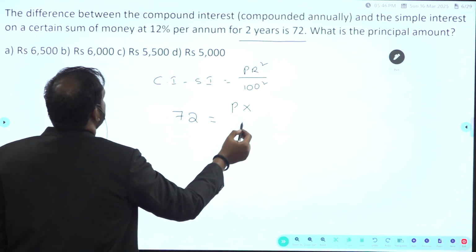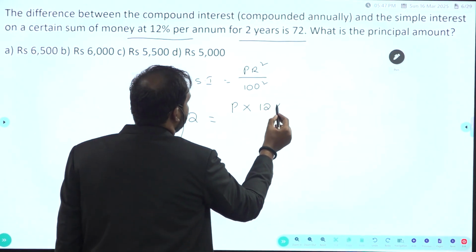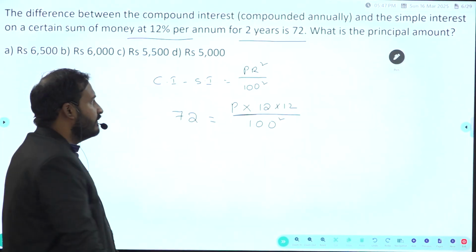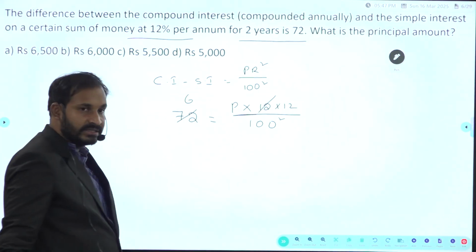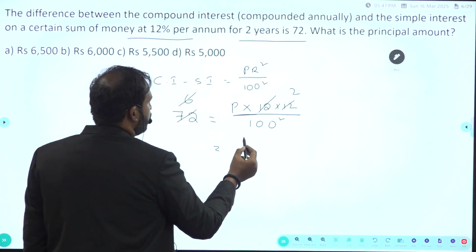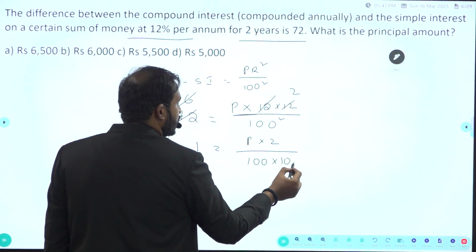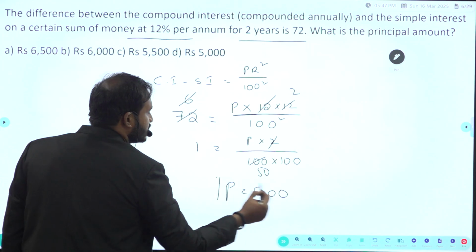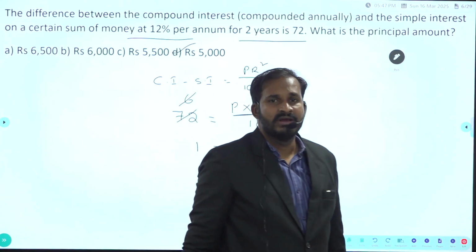We don't know the principal amount, so we will take that as P. The rate of interest they have given here is 12%. So 12 into 12 by 100 square. If you observe this carefully, 12 ones are 12, 6 twos are 12. Next, 6 ones, 6 twos. So 72 is equal to P into 2 by 100 into 100. So my principal here is 5,000. The amount he lent here is 5,000.